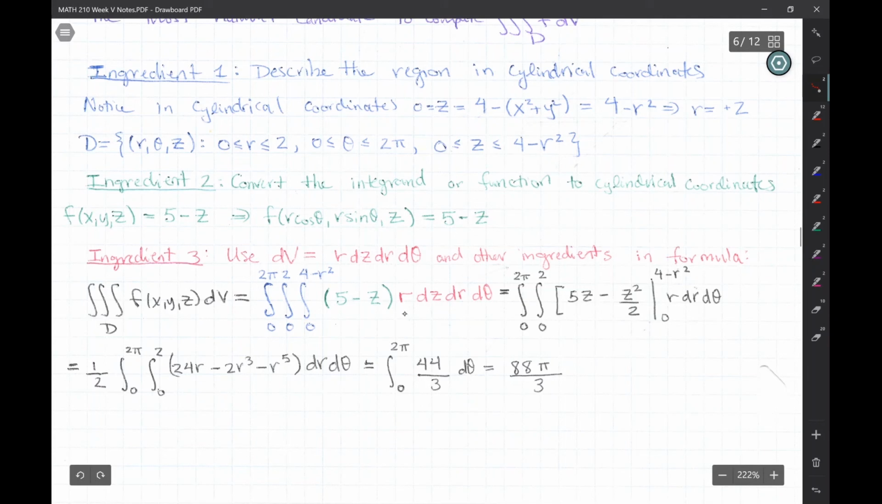Okay, so let's integrate then with respect to z. We would get this expression here. Plug in your bounds. Plug them where? Plug them into z, the variable that you just integrated. And we'll be left with this expression. Carry out the integral now in terms of the variable r, and simplify, and you get 88 pi over 3. That is how you take a problem that was in rectangular coordinates and do the triple integral in cylindrical coordinates.